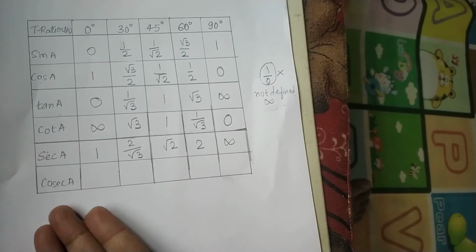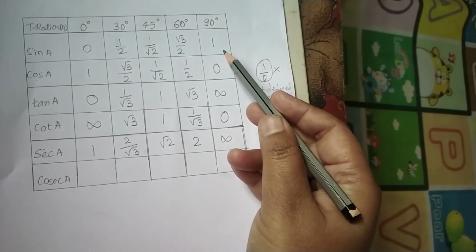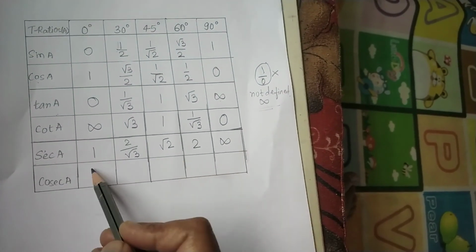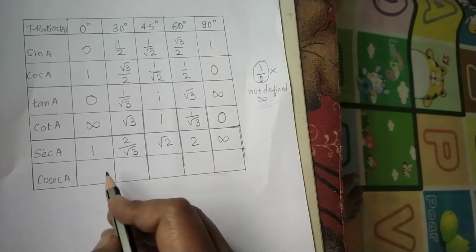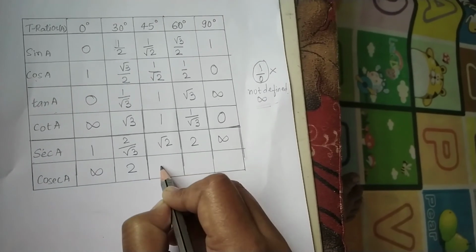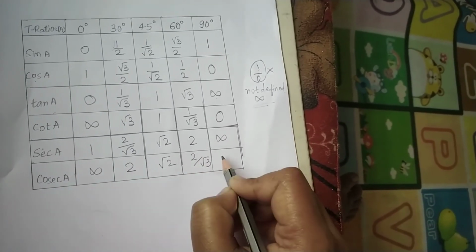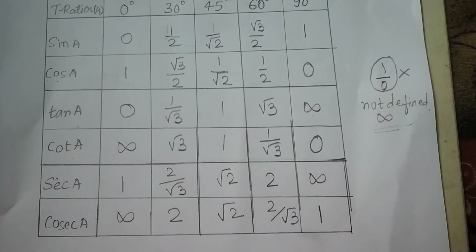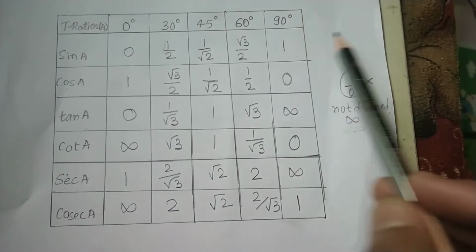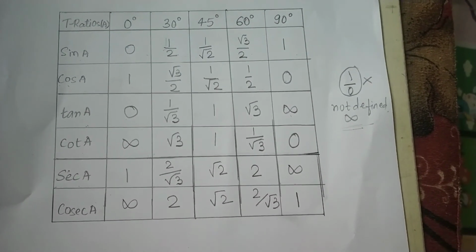In the same way, cosec A is the reciprocal of sin A. So we can take the reciprocal of all these, or we can just write the reverse of sec A. If we write the reverse, we get the same answer. Write the reverse of sec A: infinite, 2, root 2, 2 by root 3 and 1. So this is how we can write this table of trigonometric ratios for specific angles from 0 to 90 degree. I hope this will be easy for you to write in the exam.